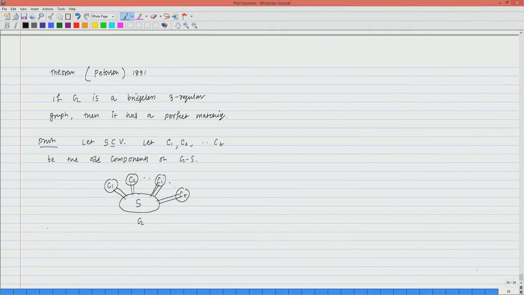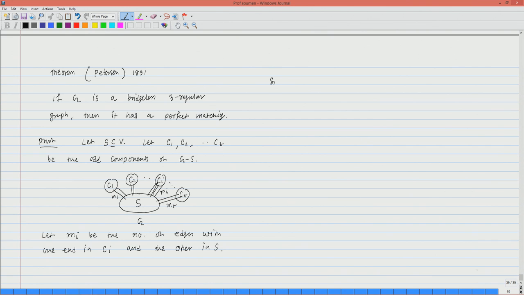Okay. Let Mi be the number of edges with one end in Ci and the other in S. So, the number of edges from S to Ci is Mi, this is Mt, this is M1. We do not know that number at this moment.